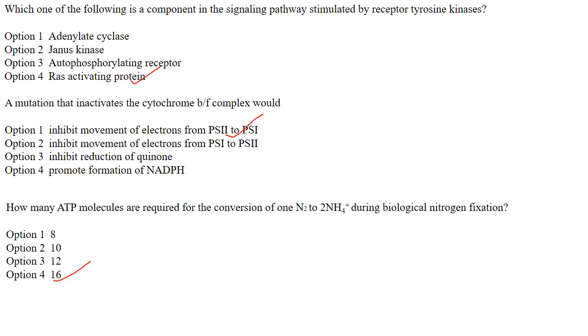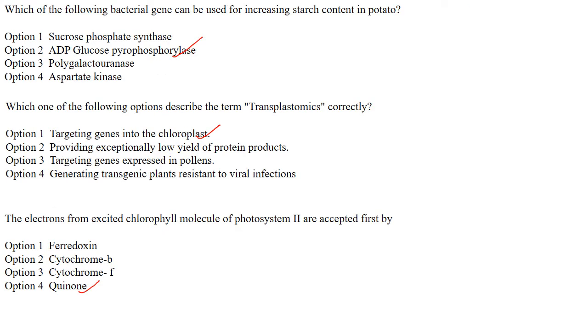How many ATP molecules are required for the conversion of one nitrogen to NH4+ during biological nitrogen fixation? You need 16 molecules of ATP. Answer is option 4. Which of the following bacterial genes can be used for increasing starch content in potato? It is ADP glucose pyrophosphorylase. Answer is option 2.